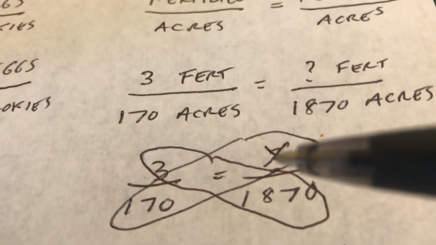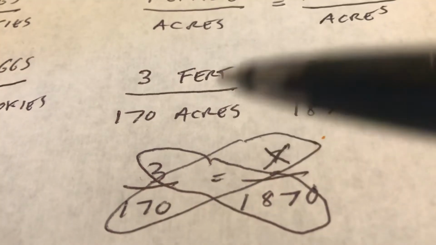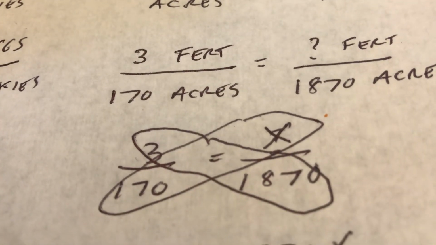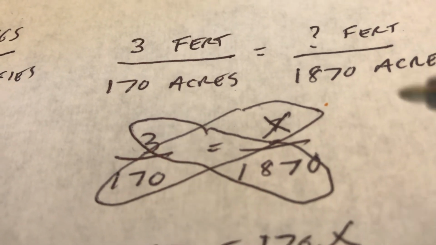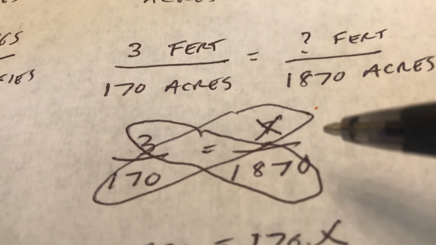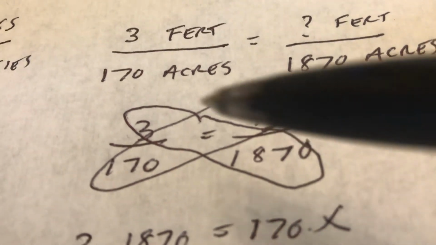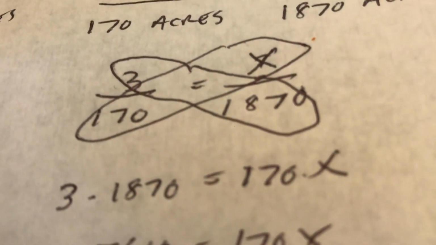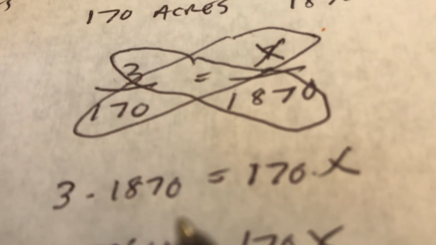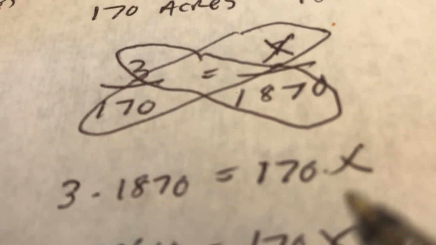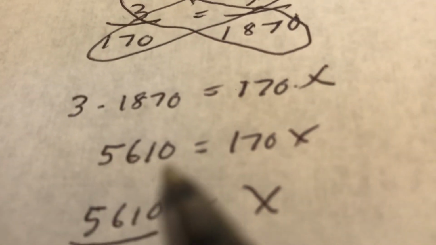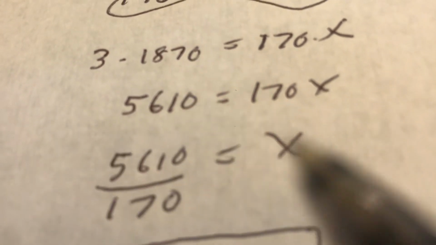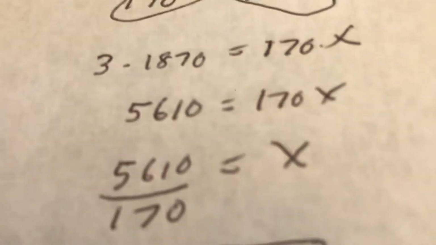Once again, I'll write x instead of the question mark, and I'll get rid of the labels. So 3 over 170 equals x over 1,870. Once again, I would just multiply by 1,870 and simplify, but Saxon has you cross multiply, so I'll have you cross multiply. So you get 3 times 1,870 equals 170x. 5,610 equals 170x. I divide both sides by 170, which gives me x all by itself.